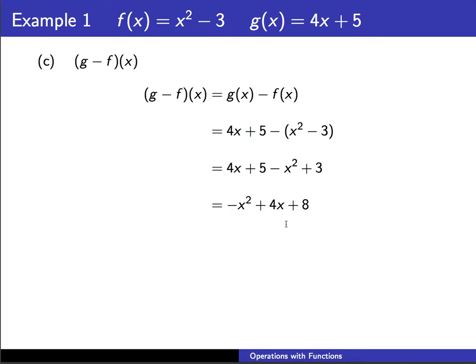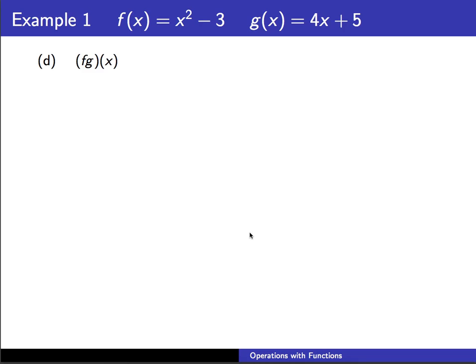So f minus g was x squared minus 4x minus 8. G minus f is negative x squared plus 4x plus 8. So just like when we switch the order of subtracting two numbers, we change the sign of the output. Same thing with functions as well. So for instance, 7 minus 5 is 2, but if we switch it and do 5 minus 7, we get negative 2. So the exact same rule applies to functions.